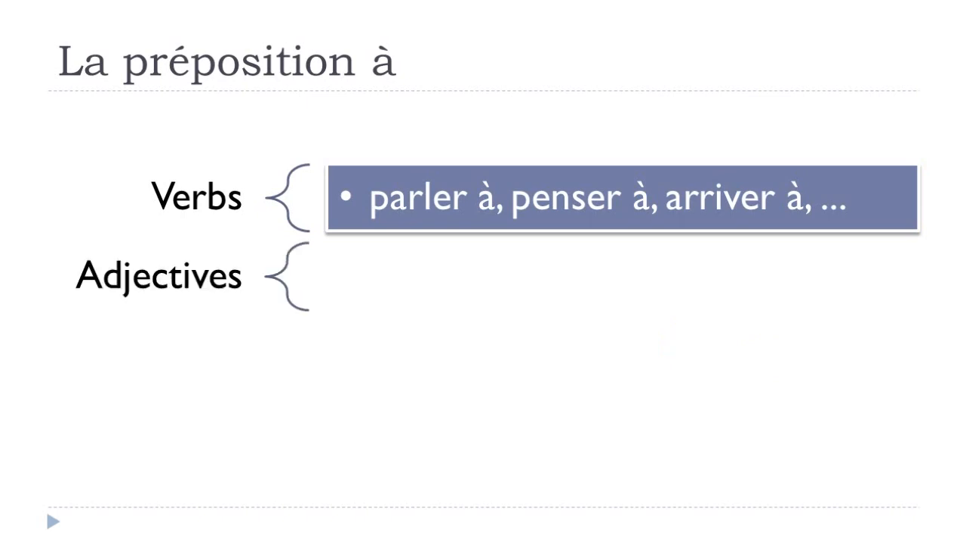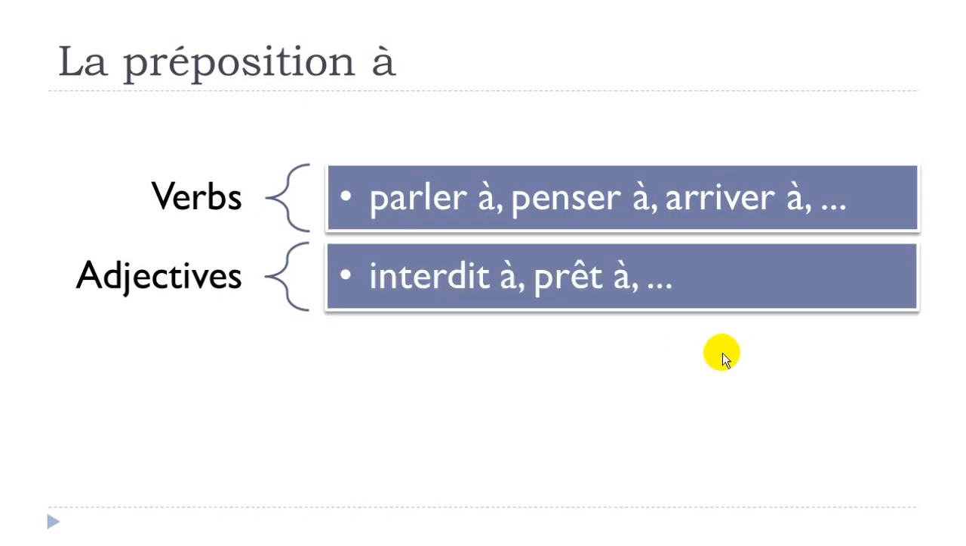Okay, so same thing, you can combine this preposition à with adjectives. For instance, interdit à, or then prêt à. Interdit, it's forbidden. Prêt, ready. So in that case you should combine these adjectives with the preposition à.